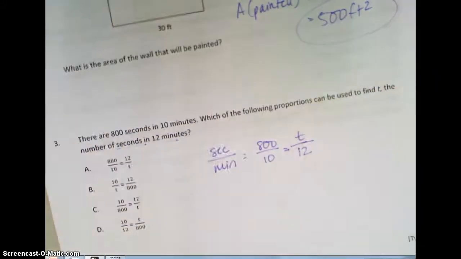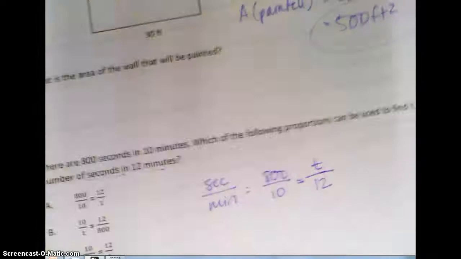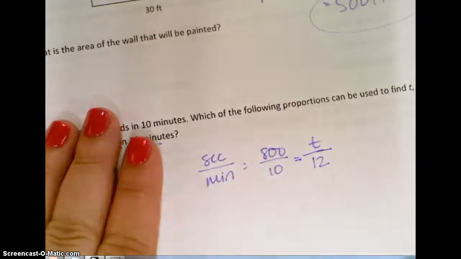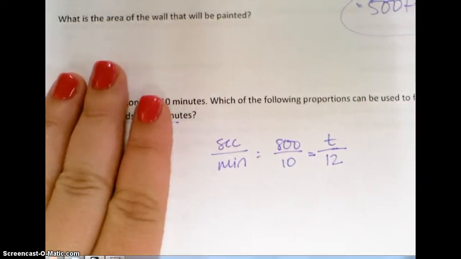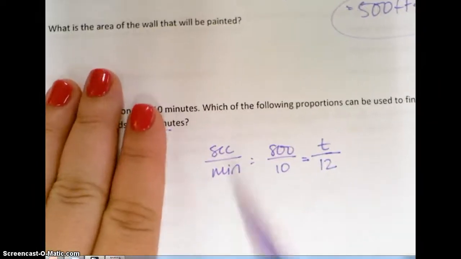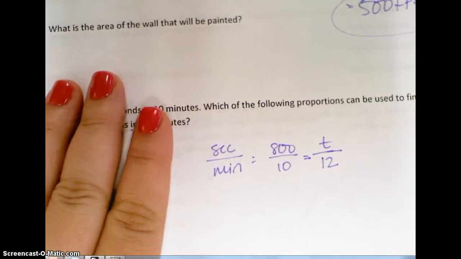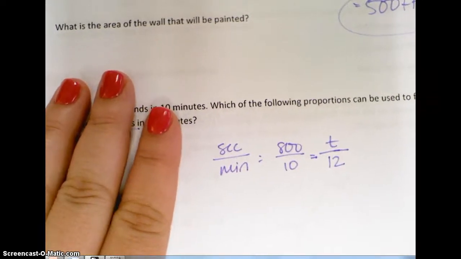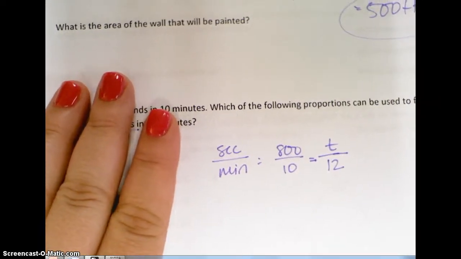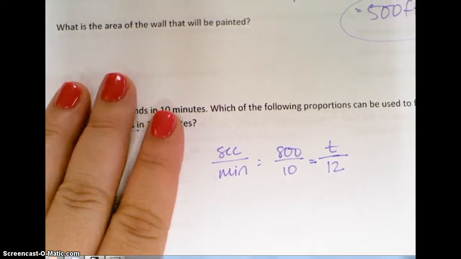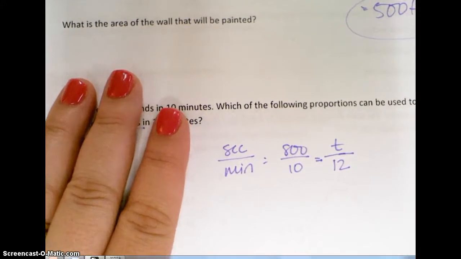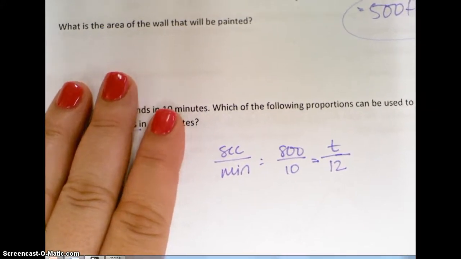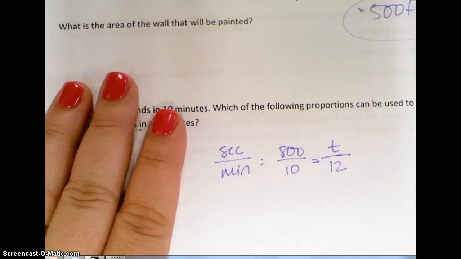Okay. Now the nice thing about proportions when you do them like this, and I would go ahead and cover up your answers first, because you may not have an answer choice that looks exactly like the way you set it up. But the way that proportions work is if you set it up and then you turn your paper, it's going to create 4 different proportions, but they're all correct. So if I have my paper like this, obviously 800 over 10 is equal to t over 12. That's correct.